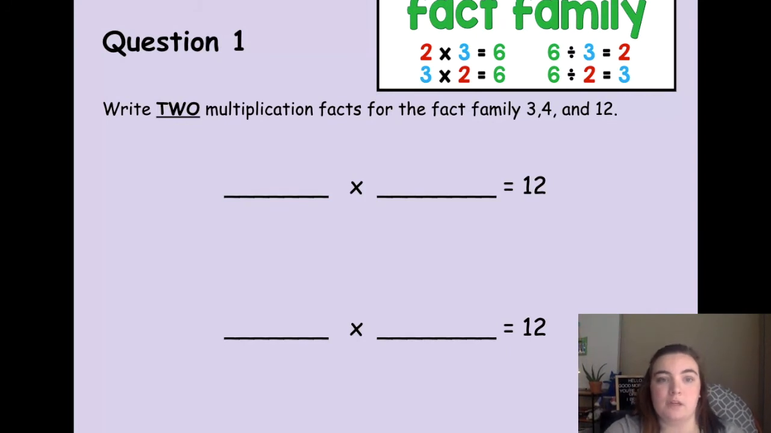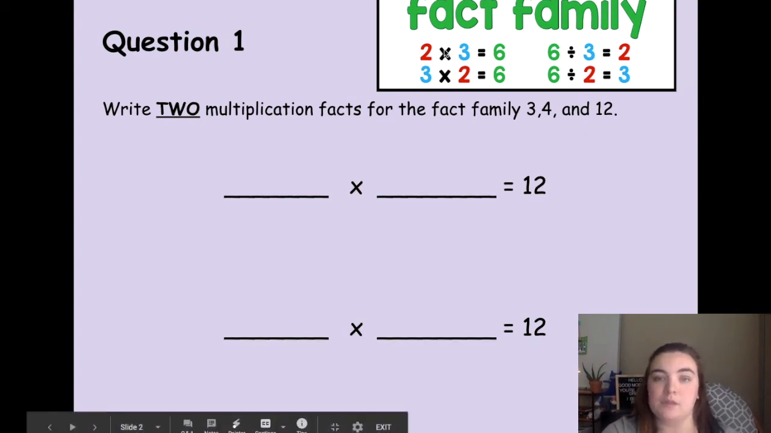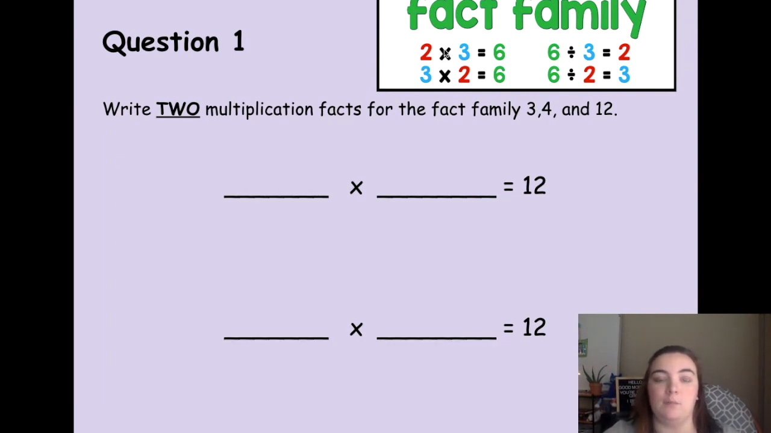So the first question asks you to write 2 multiplication facts for the fact family 3, 4, and 12. We've talked a lot about fact families, being that they're typically 3 numbers that you move around in different ways so that you can make true number sentences. So something times something has to equal 12 because we're talking about multiplication facts. And if we're talking multiplication facts, the ending number is going to be the biggest number. When we do division, the biggest number has to be within the actual number sentence. So let's take a look.